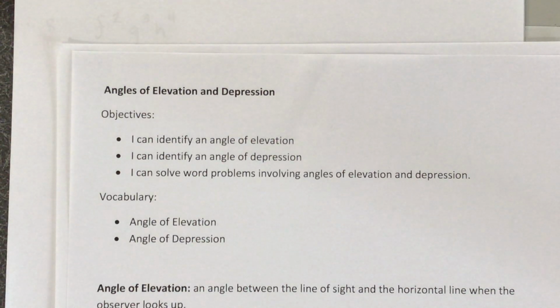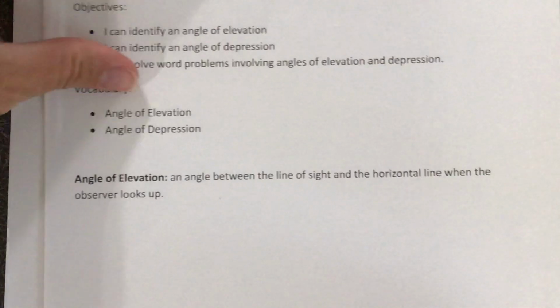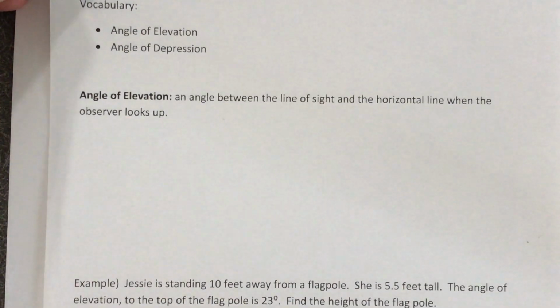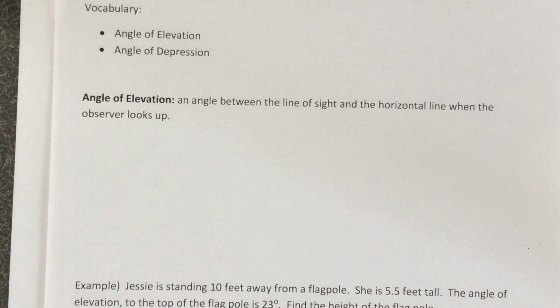What types of problems are we talking about? Well, that would be problems like finding the height of a flagpole or finding the height of a tree. And so before we can begin, we need to talk about what is an angle of elevation and what is an angle of depression. An angle of elevation is an angle between the line of sight and the horizontal length when the observer looks up.